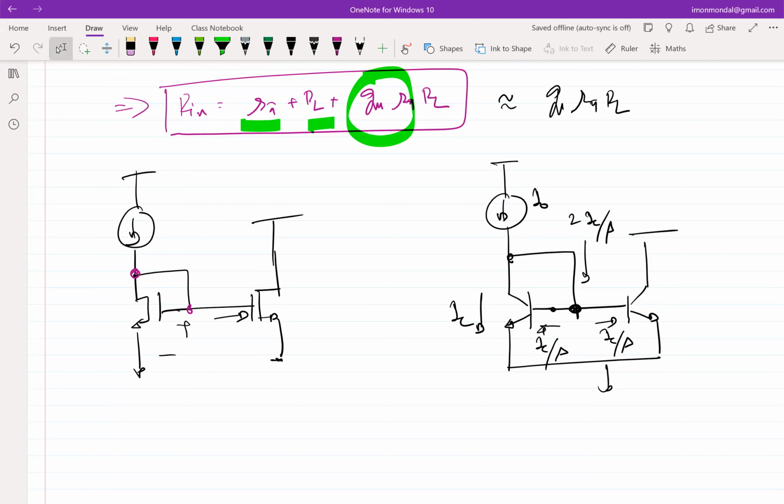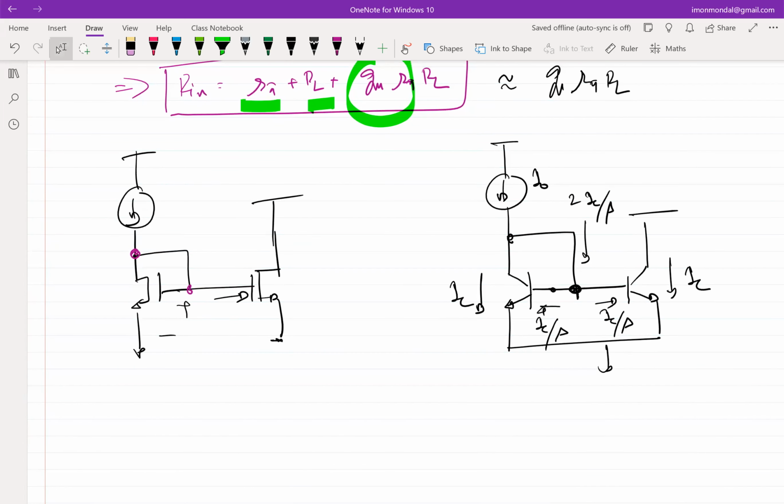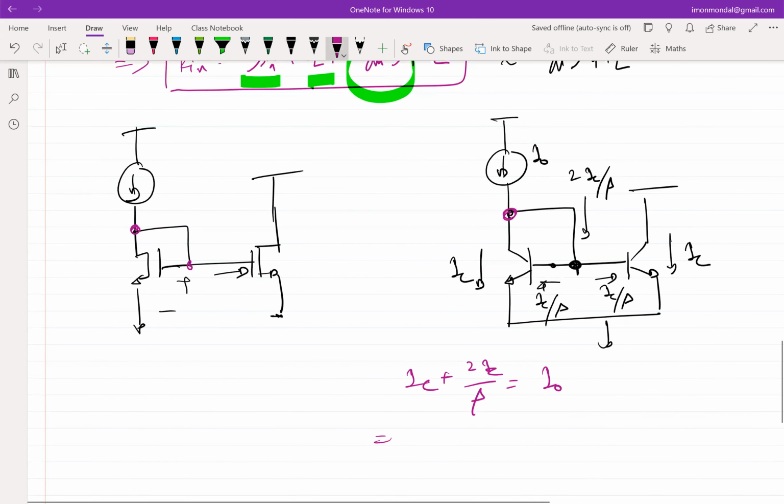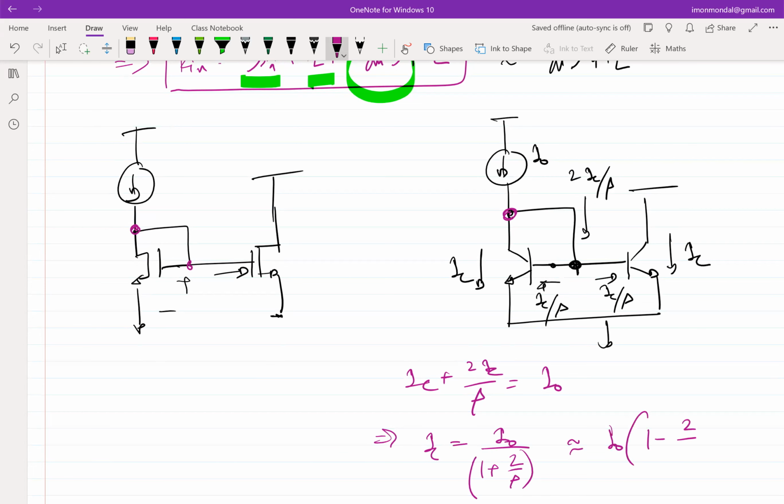Yeah, so we'll see. The right current will also be IC. Correct? That I agree. The right hand side current will also be IC, but I want the right hand side current to be I0 because I'm mirroring I0, right? So what is IC now? If I do the KCL at this node, IC plus 2IC by beta will be equal to I0. Correct? So IC is I0 by 1 plus 2 by beta, which is approximately I0 times 1 minus 2 by beta.